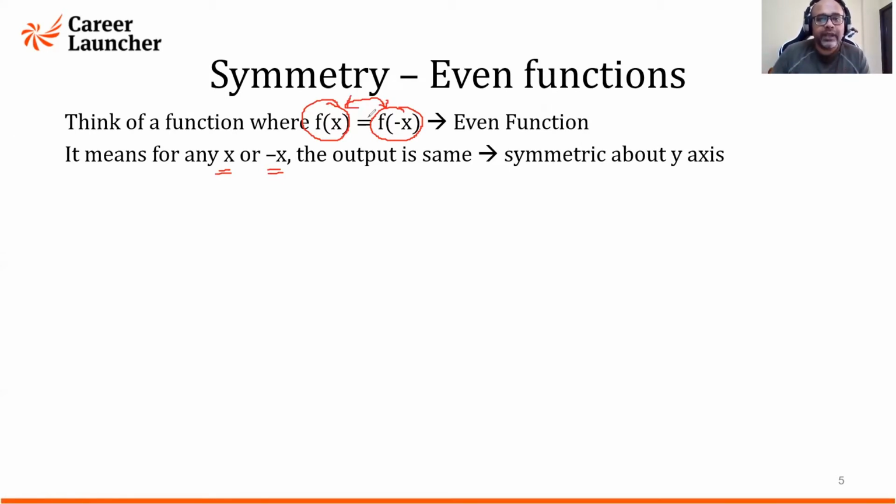What does it mean? It means whether you put positive x or negative x, the output is the same. So the right side of your origin and the left side of your origin will be the same. That is the meaning. Whether you put positive x or negative x, the y is the same, which means the graph is supposed to be symmetric about the y-axis, or the y-axis is your mirror. Let's take an example and try to understand.